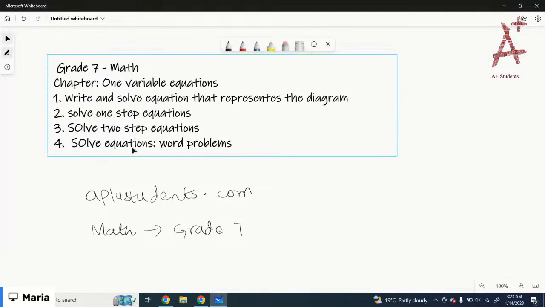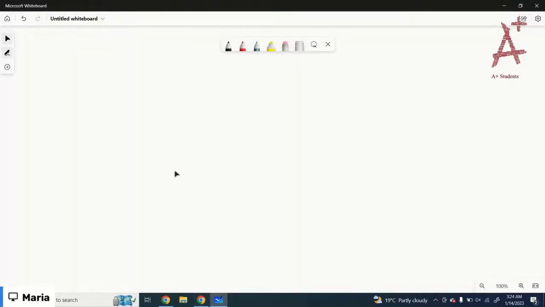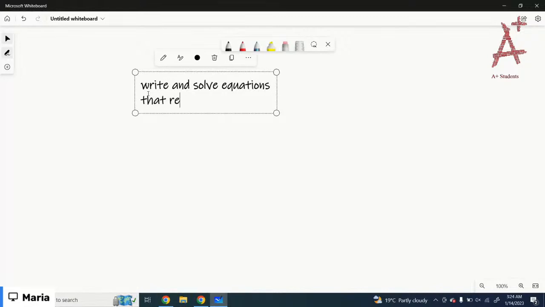Please make sure you have your notebook and pencil so that you can note down the important examples and definitions as well. Got it? Okay, the first one is write and solve equations that represent diagrams. Okay, let's start with the lesson.